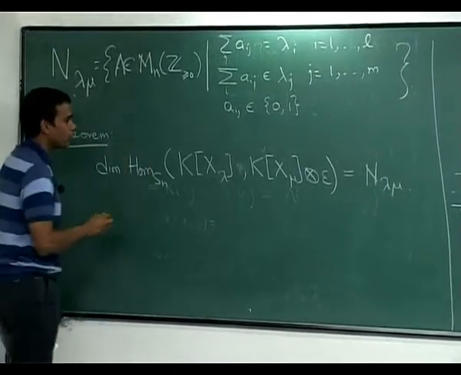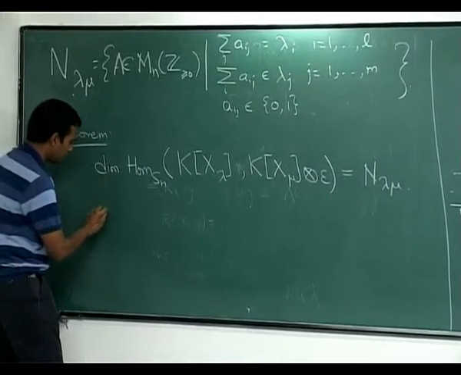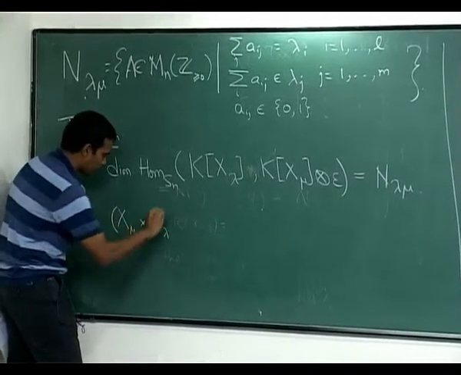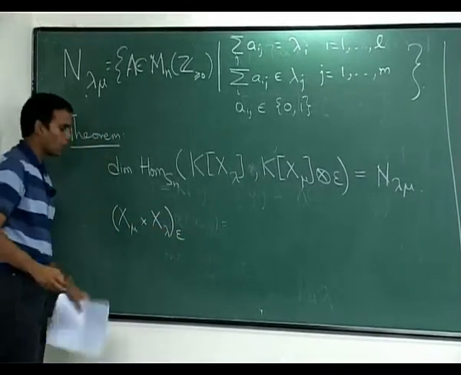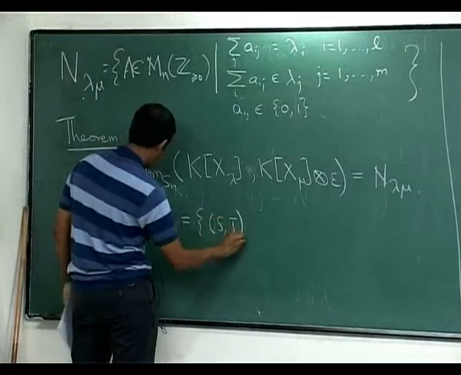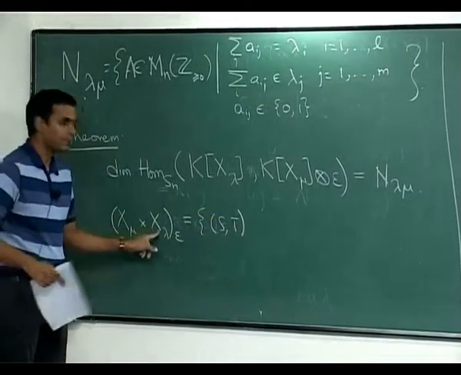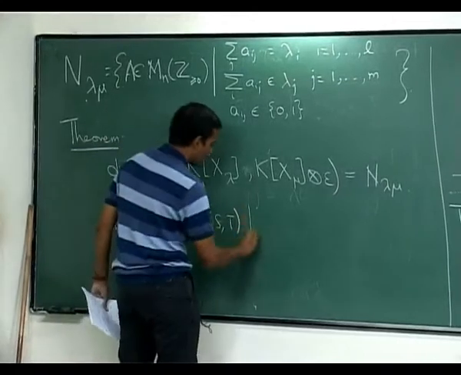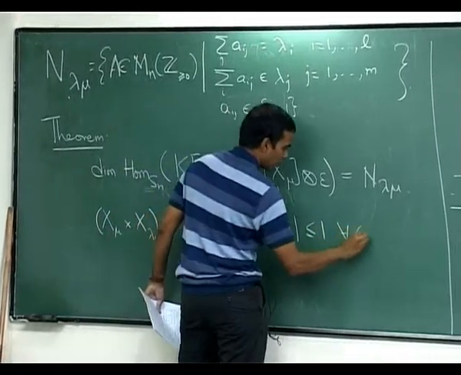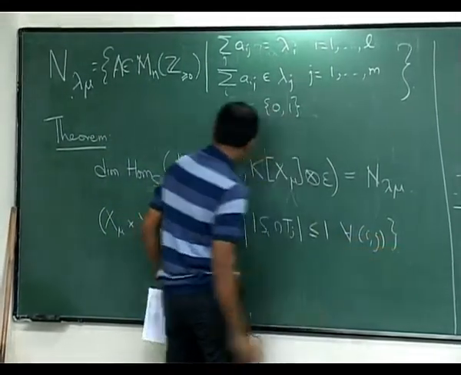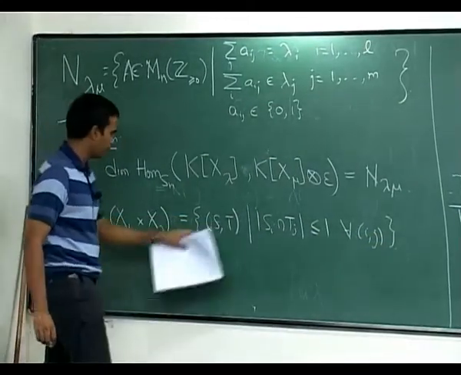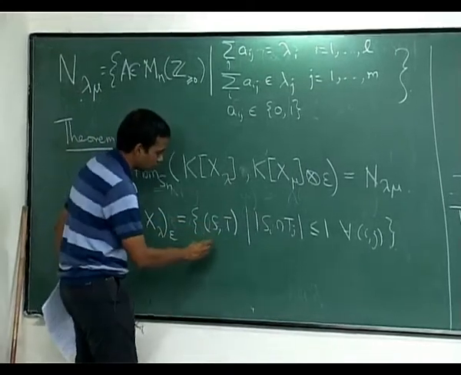Okay, I just want to introduce some notation. This set X_mu cross X_lambda subscript epsilon. Okay, so what is this set? This is the pairs of partitions S in X_mu, T in X_lambda such that the cardinality of S_i intersect T_j is less than or equal to 1 for all i, j. So I will call such pairs of partitions transverse.